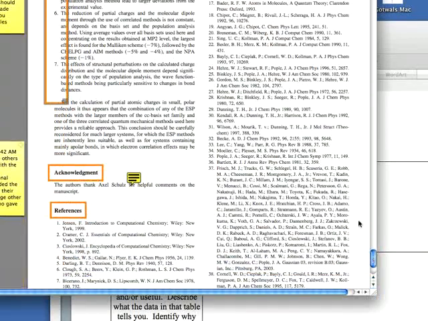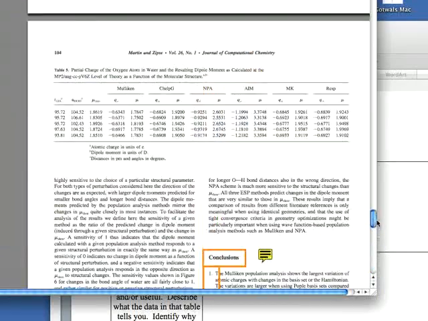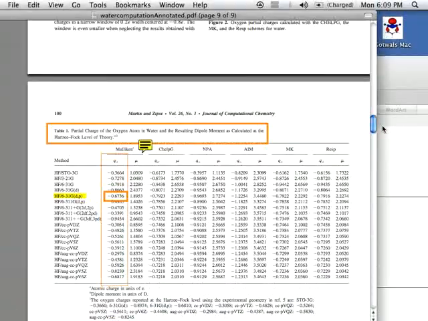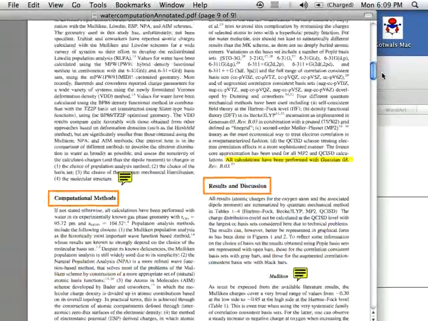All right. At this point, you could pretty much stop reading the article. If you want to go back and read through the results section and the discussion section, you could do so. You could also read through the computational methods and figure out how they did it.